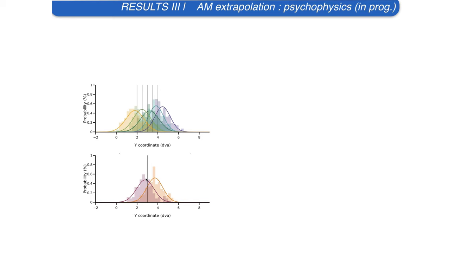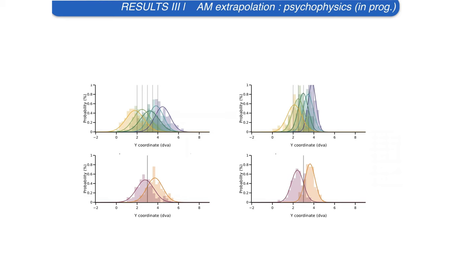This is one subject. This is another subject. We did that now on 8 subjects. Only one did not work, but 7 actually always show this kind of difference. So it's still ongoing experiments, but we are quite confident. That's why I'm showing you the results, that it will be replicated, and we want to do it over 20 subjects to make nice statistics out of it.